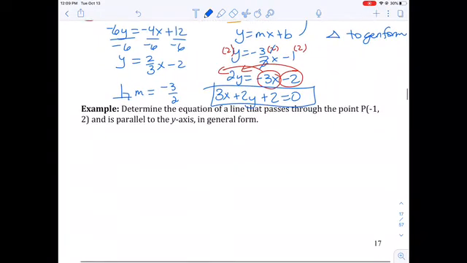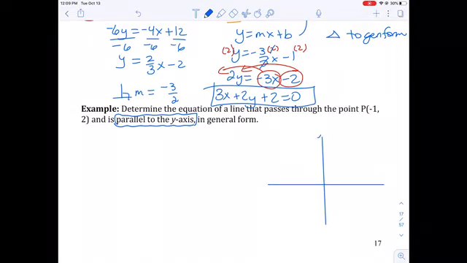Okay, for the next question, it says determine the equation of a line that passes through the point (-1, 2) and is parallel to the y-axis in general form. What I'm going to do is draw a sketch. Anytime I see parallel to the y-axis or parallel to the x-axis, I'm going to draw a quick sketch. Here's my y-axis and here's my x-axis, and the point (-1, 2) would be over here somewhere. There's my point (-1, 2), okay?